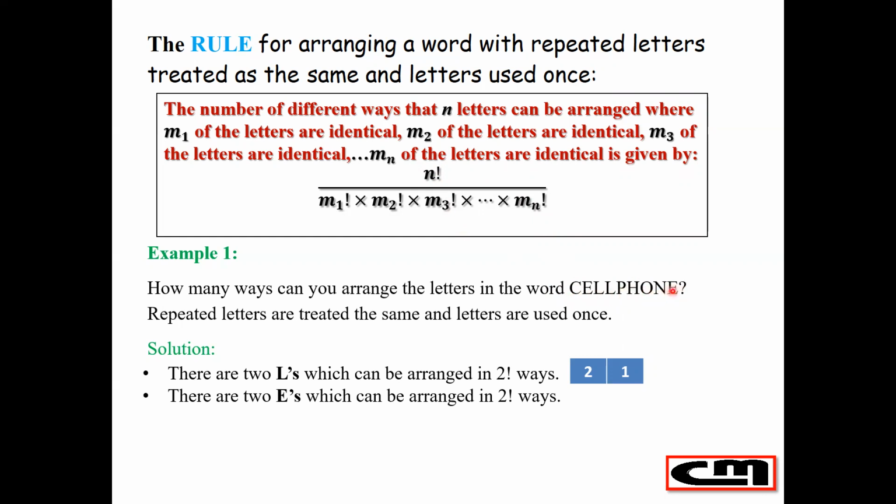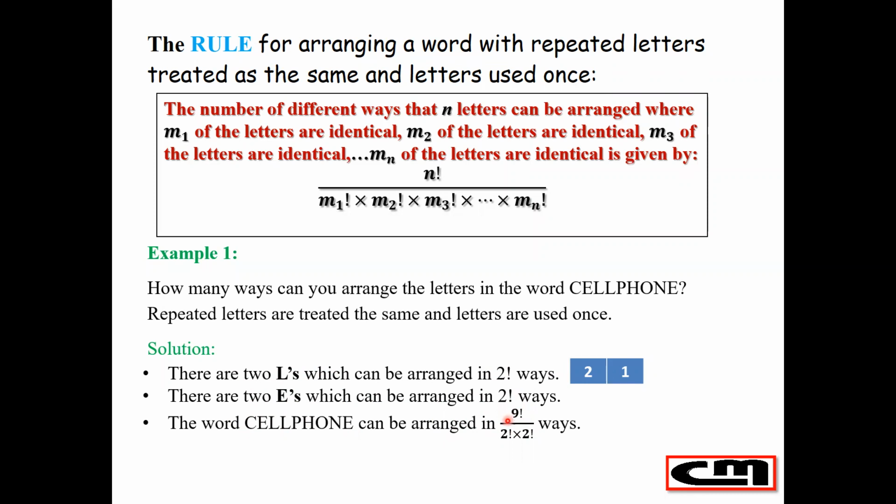So there are 9 letters. At the end, the word cell phone can be arranged as 9 factorial over the repeating L's, which is represented by 2 factorial, and the repeating E's, which is 2 factorial. So the repeating L's, we can only arrange them in 2 ways. So that is the value that will occupy the denominator.